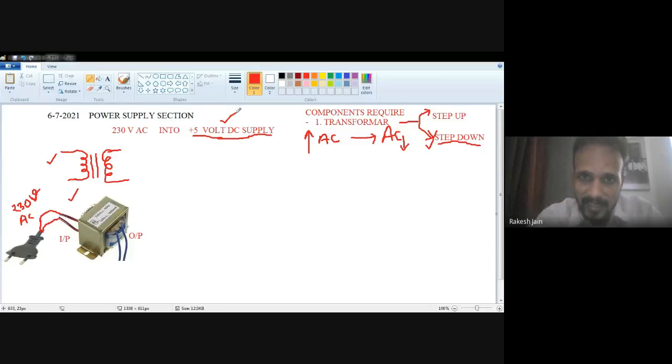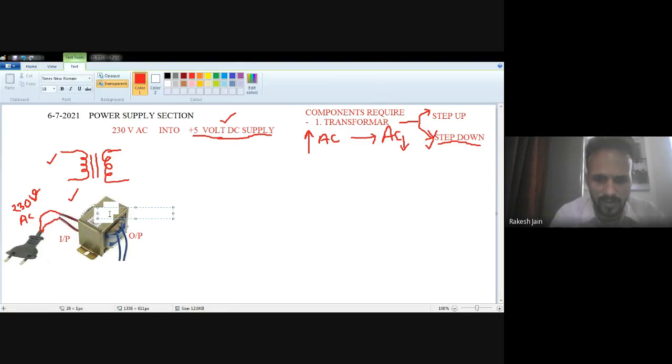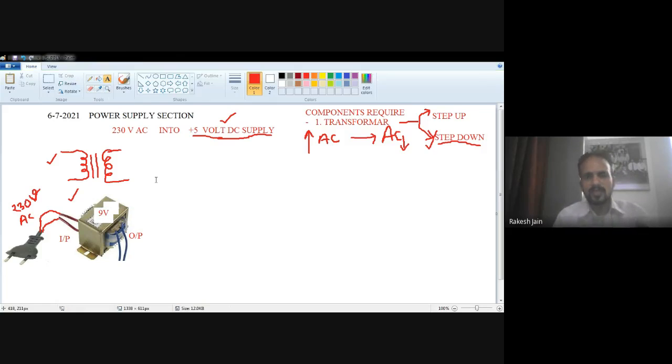Okay, but in AC, the transformer input is AC, output is AC. So let's suppose I purchase from the market a transformer which is of 9 volt. Let's suppose this transformer is of 9 volt. It is written on the top of the transformer or at the side plate of the transformer: 9 volt, 12 volt, 12-0-12, like this. What is the power supply of that transformer?